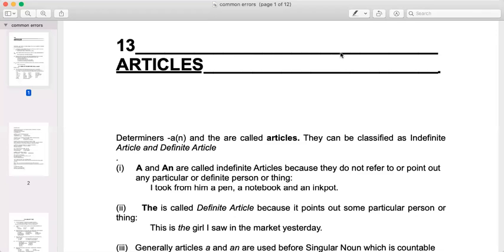Good afternoon, students. Today we'll discuss another criterion of finding the common errors, that is the articles. So what are articles? Articles are the determiners a, an, the. So let us understand what determiners are. Determiners are the words used before a noun to show the kind of reference that it is to make.